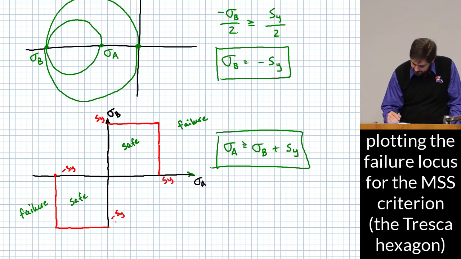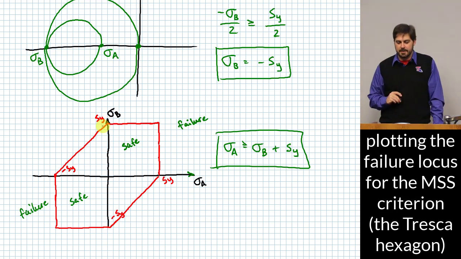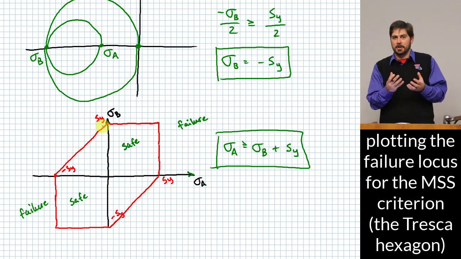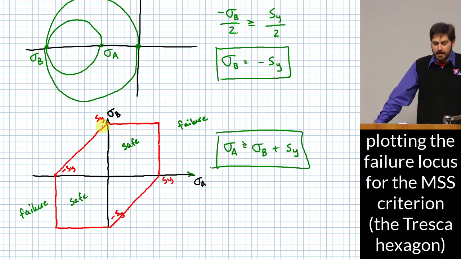Essentially it allows us to connect a straight line like this. You can connect that straight line along those two directions. So what we have here is that inside of this envelope, we do not predict that the part will fail. Outside of this envelope, we do predict that the part will fail. All right. This is a graphical representation of the maximum shear stress failure criteria.